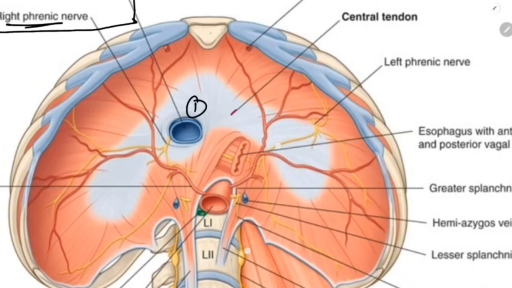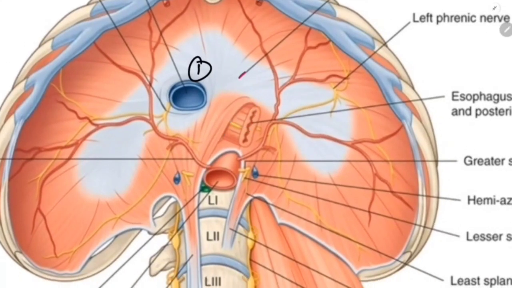So நம்ம next orifice போலாமா? Next we have the esophageal opening. இந்த esophageal opening க்ளோஸா பார்த்தீங்கன்னா it is formed in between the fibers of right crest.